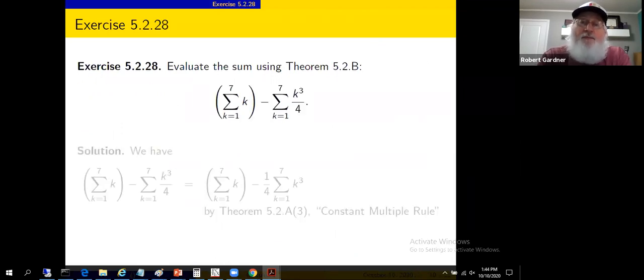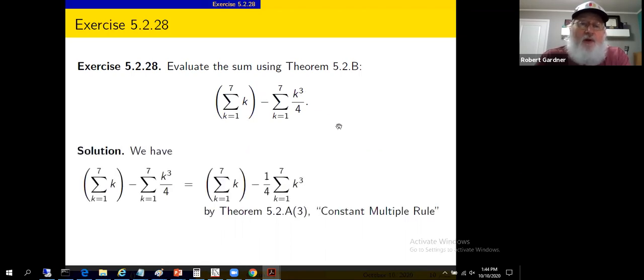Evaluate this sum. Okay, they're summing from 1 to 7 of k, and they're summing from 1 to 7 of k cubed over 4. What's that equal? Well, first, how about we bring this 1/4 out of that second summation. Bring the 1/4 out. It's a constant multiple. Constant multiple rule for this setting says you can bring constants out.